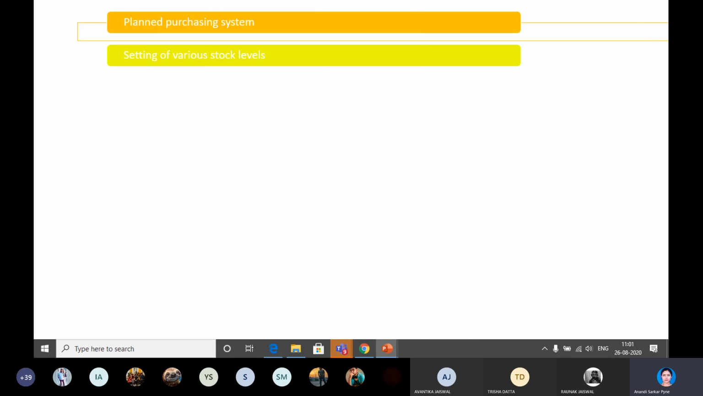Next is setting of various stock levels. This we will read in our class, that is, the economic order quantity portion we will do. Before doing economic order quantity, it is important to understand the setting of various stock levels. Basically, the different stock levels which are fixed for effective control of materials are 4. One is reorder level, 2 is minimum level, 3 is maximum level, and 4 is danger level.